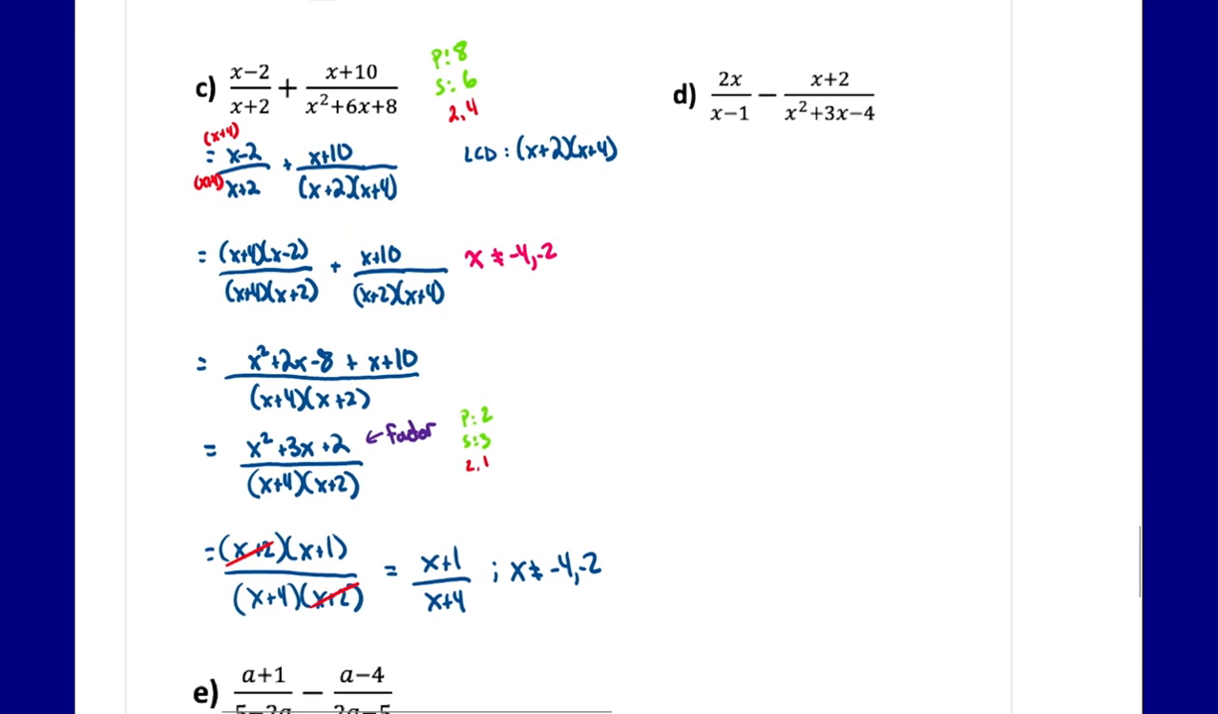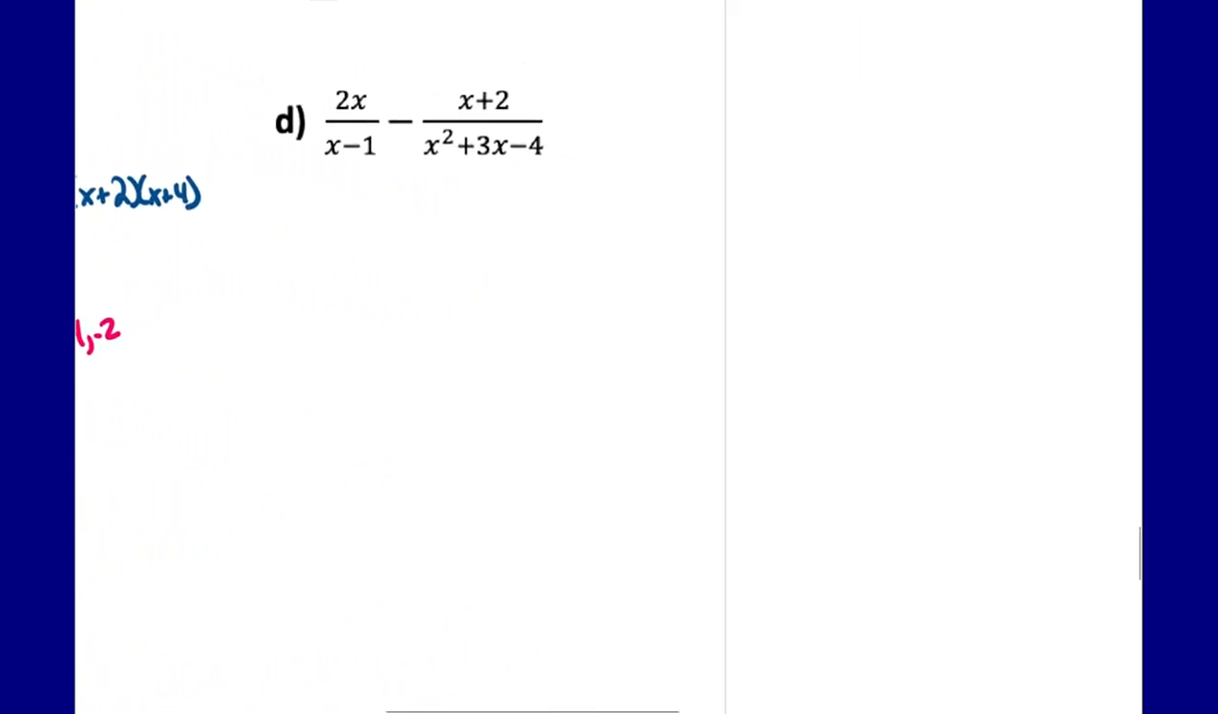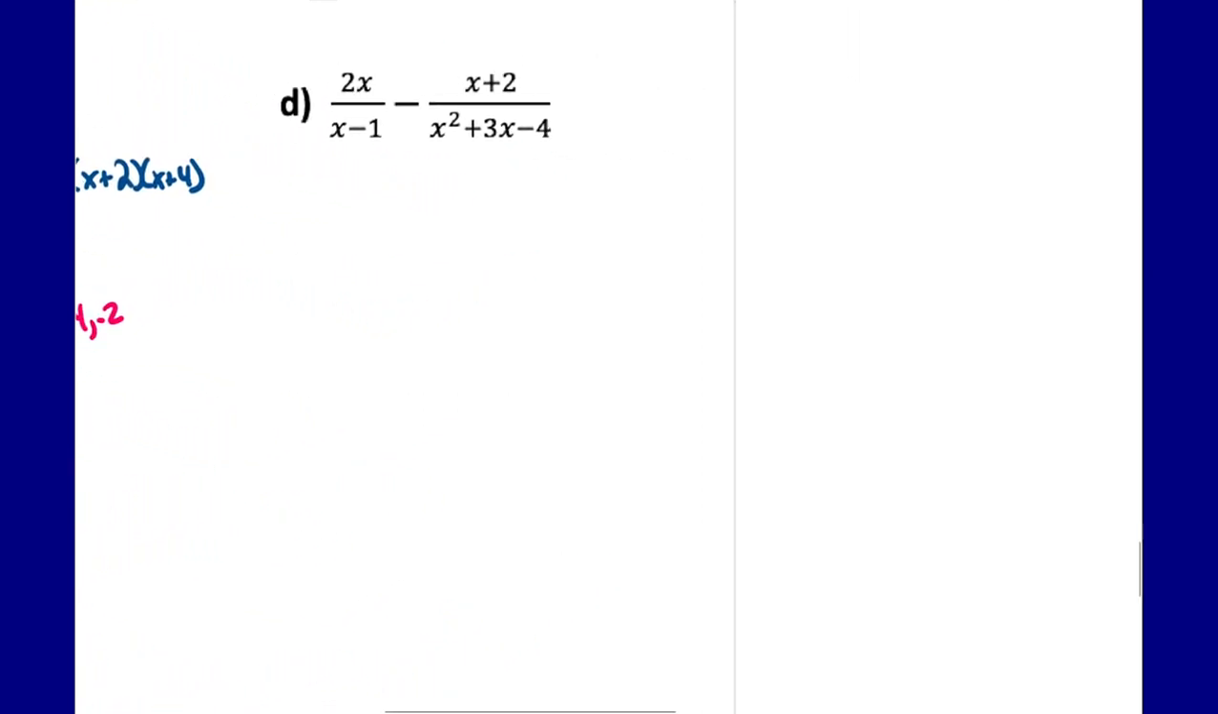D, similar idea. We can see that the first rational expression is already simplified, in the sense that we've already simplified the denominator. The second fraction we do have to simplify to help us find a common denominator. So again, I am going to factor using product and sum: two numbers that multiply to -4 but add to 3. These two numbers would be +4 and -1.